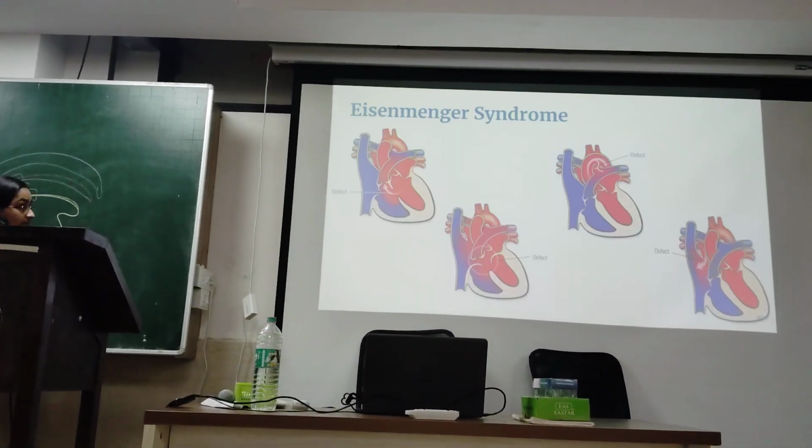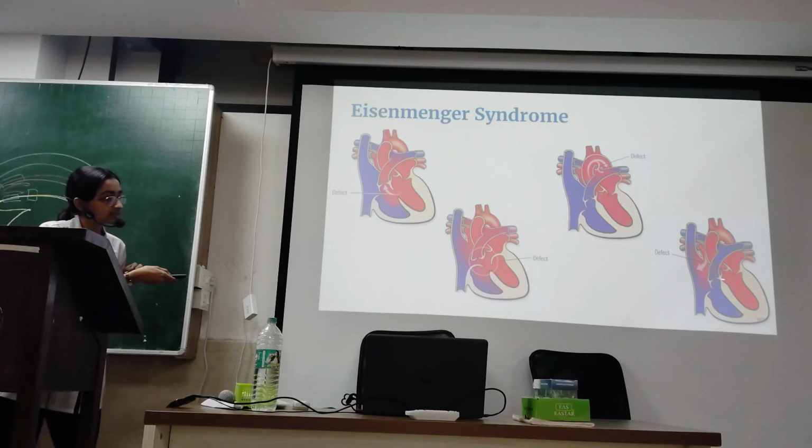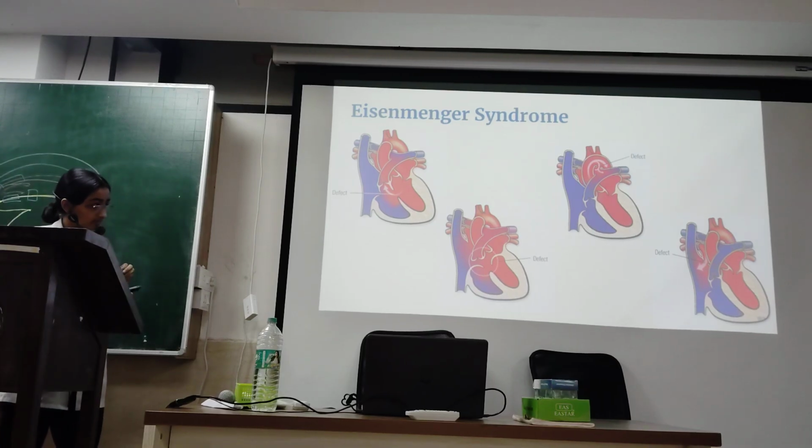Then we move on to something known as Eisenmenger syndrome. Eisenmenger syndrome can result from various defects in the heart, some of which are, the first one exemplifies an interventricular defect, as we just saw. Then you have this, an AVSD, that is an atrioventricular septal defect. This refers to a patent ductus arteriosus, which is a communication between the aorta and the pulmonary trunk. And over here is an interatrial septal defect.